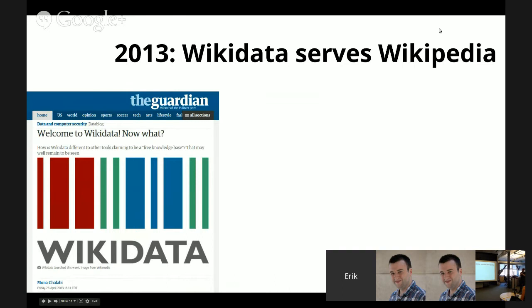And around that same time, Wikidata started getting noticed, and The Guardian wrote this headline, "Welcome to Wikidata, now what?" This was around April 2013. This was when the language links in Wikidata went live. And we started using Wikidata as a project which launched officially in 2012 to serve language information, like the connections between Wikipedia articles as the very first application of Wikidata.